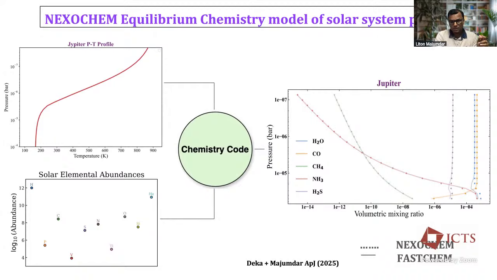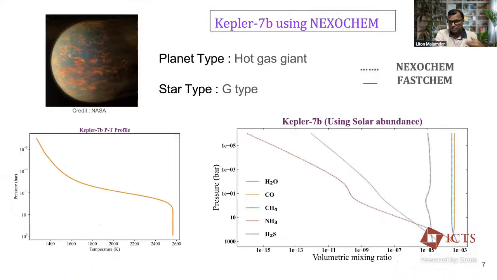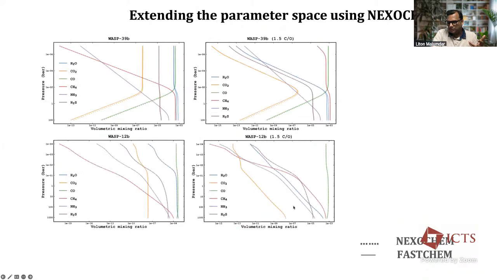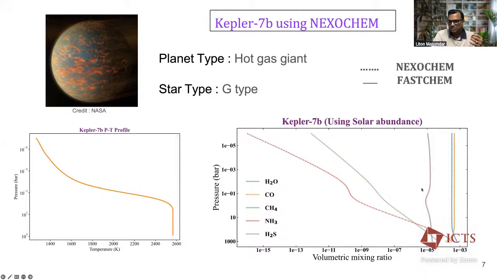This is for Jupiter, but the same thing you can do for other hot gas giant planets, right? For example, if you do it for Kepler-7b, you pick up your favorite PT profile, you run your equilibrium chemistry, and you get an idea about the equilibrium abundances of the major volatiles that set your composition: carbon-bearing species, oxygen-bearing species, and sulfur-bearing species, and how your abundances change at each layer.